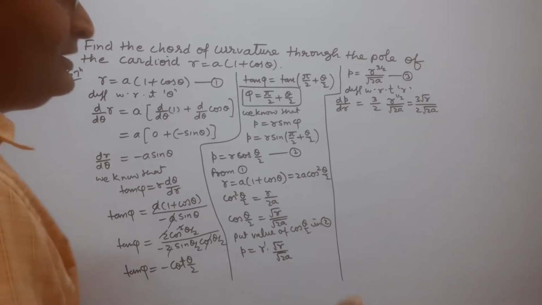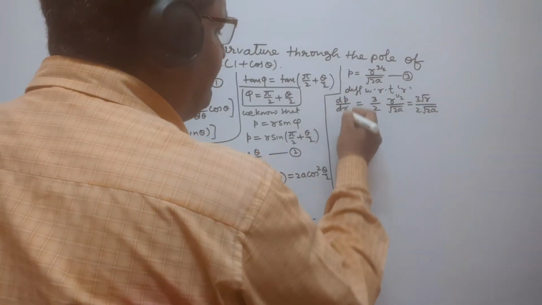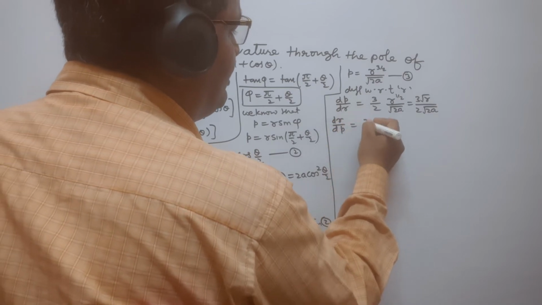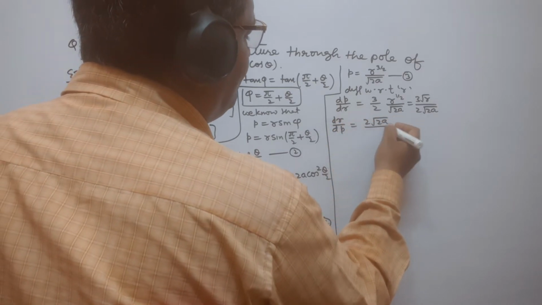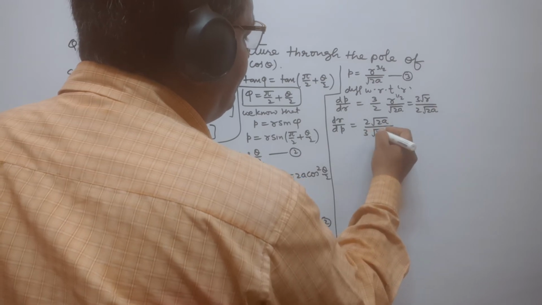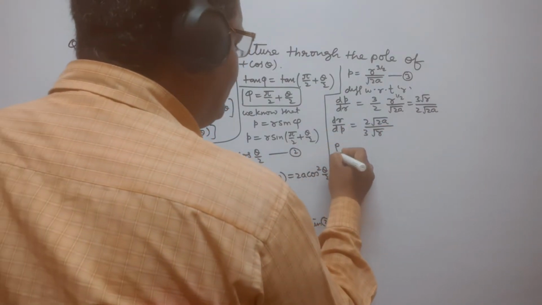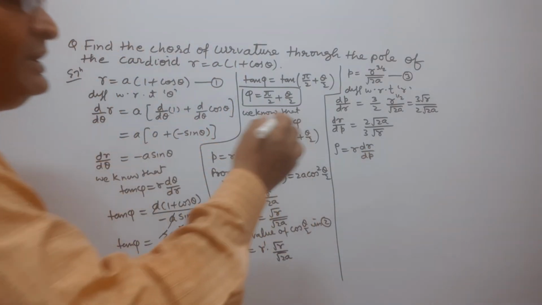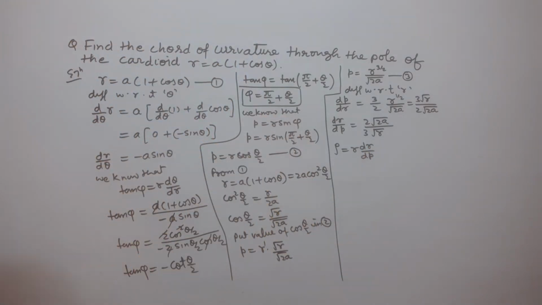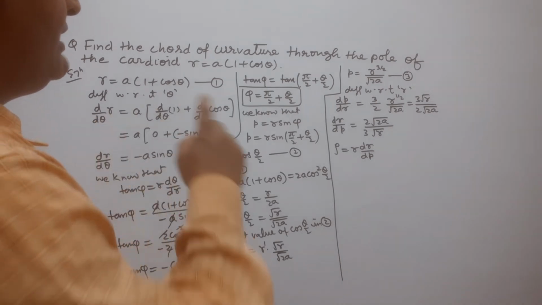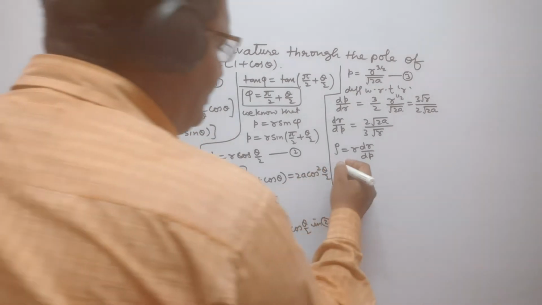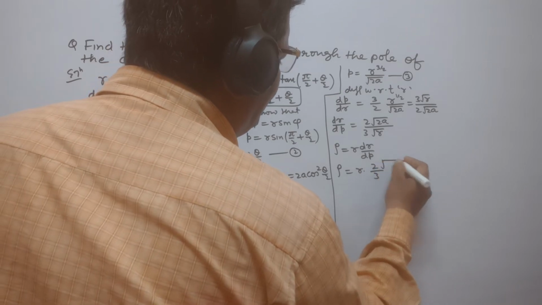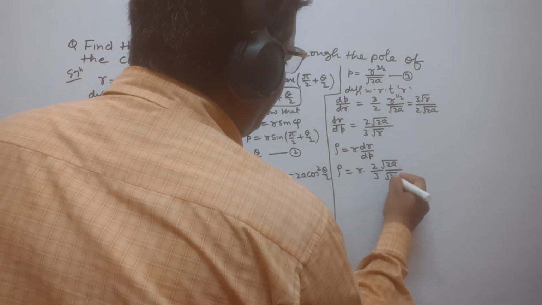और ये root 2 एक कांस्टेंट है तो ये डिफरेंशियल ऑपरेटर के बाहर रहेगा. Now we find the reciprocal of dp upon dr. So this is dr upon dp is equal to 2 multiplied by root 2a divided by 3 root r. Now we know that rho is equal to r dr upon dp. So we put here value of dr by dp and get the radius of curvature of the given cardioid. So rho is equal to r multiplied by 2 by 3 root 2a divided by root r.